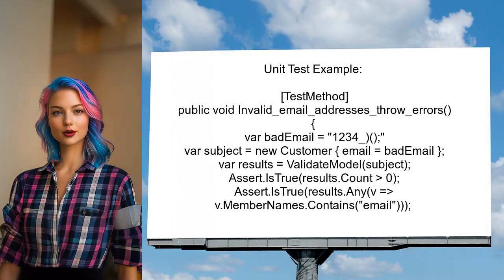In the provided unit test, an invalid email is tested, and the results confirm that an error is thrown for the email property. This ensures that the email validation works as intended.